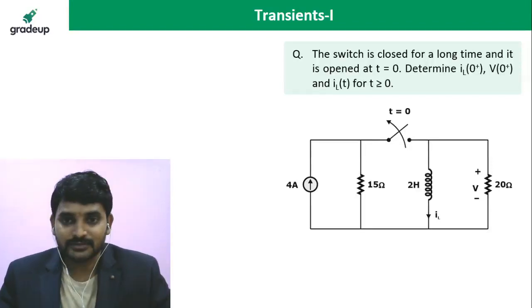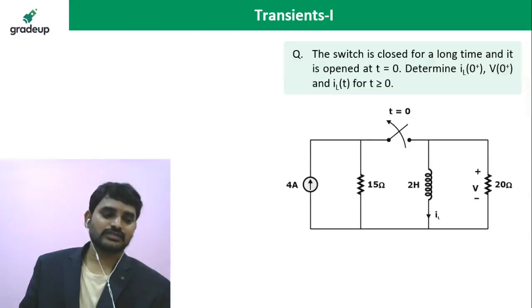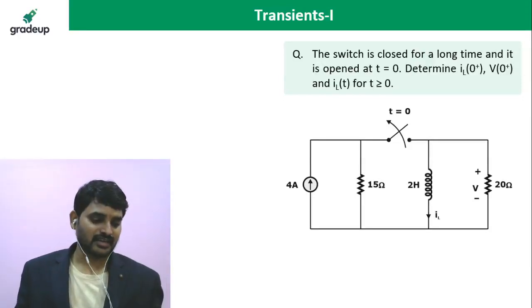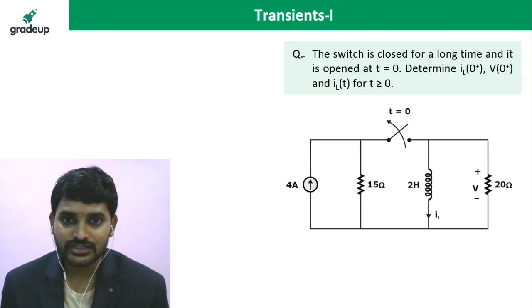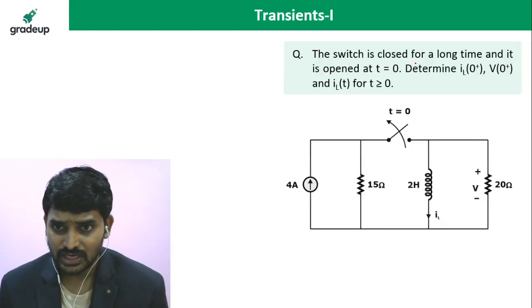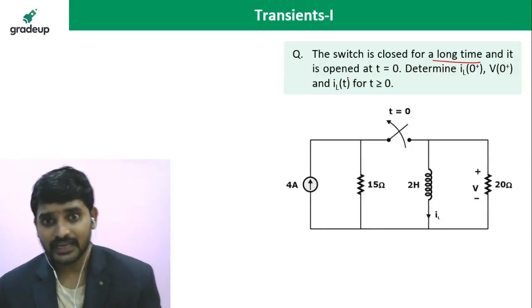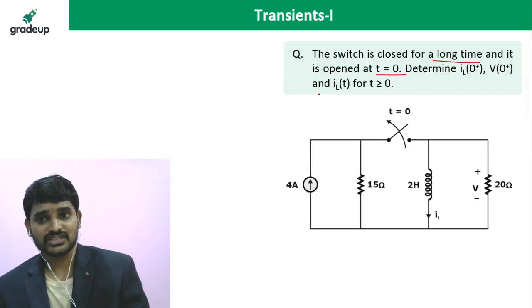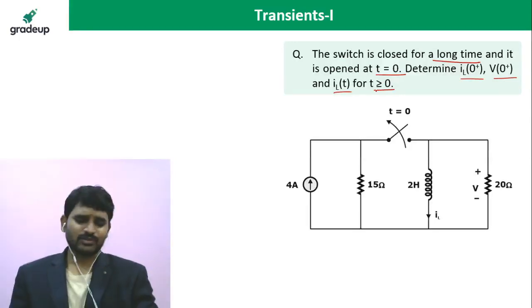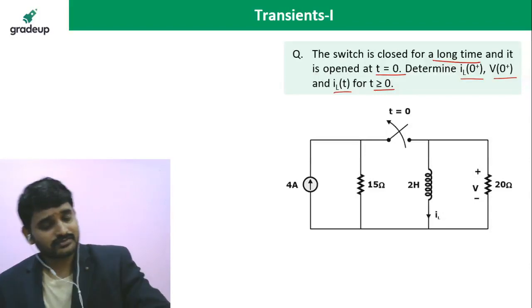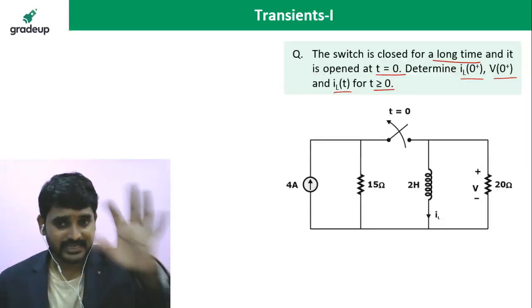Let me end the session with this question. Please try to understand this one. Tomorrow we'll take up the experiment with the frog kick, then you'll come to know what exactly it is. Transients. Try to understand this question. The switch is closed for a long time and it is opened at t equals 0. Now he is asking, determine IL of 0 plus, V of 0 plus and IL of t for t greater than 0. I am not going to derive any equation, I am just giving you the formulas directly.